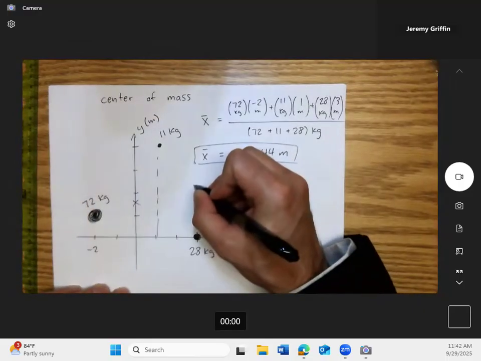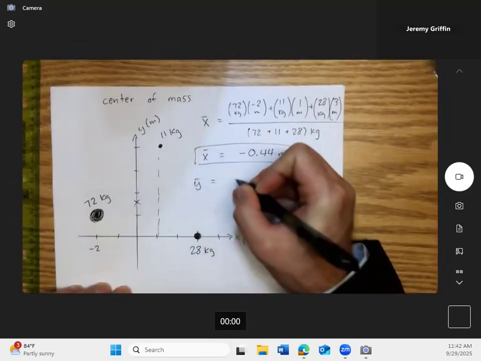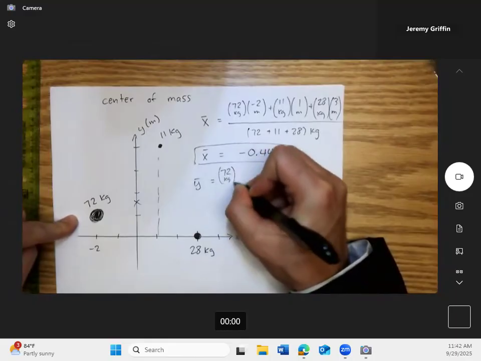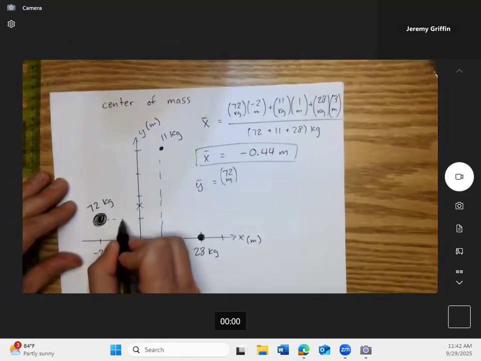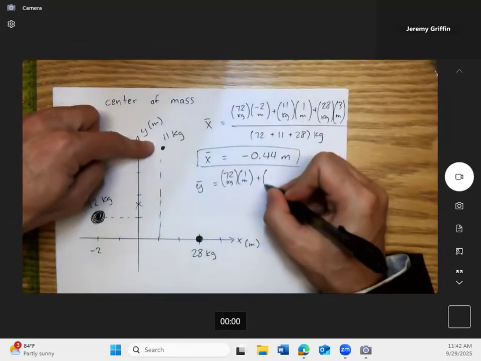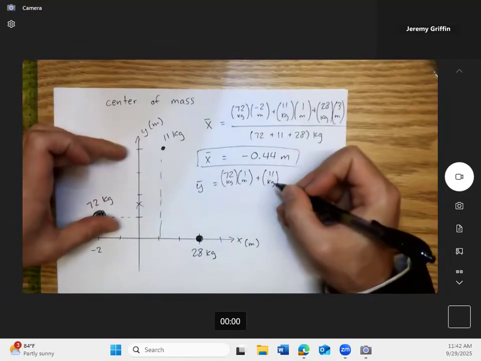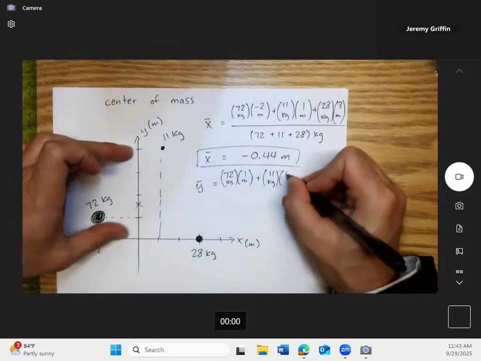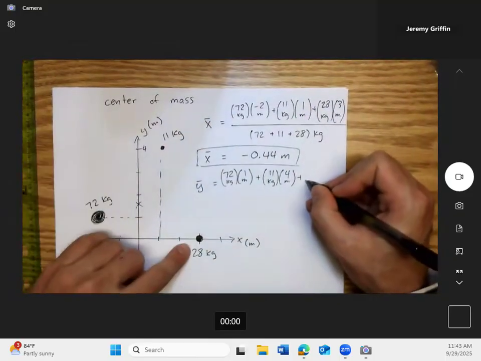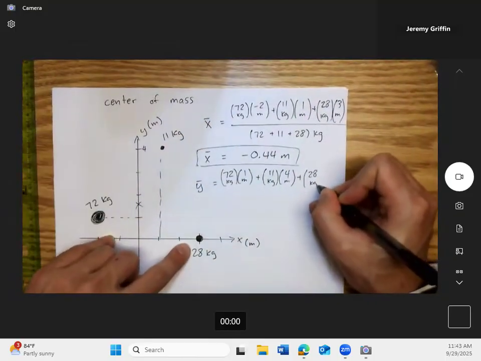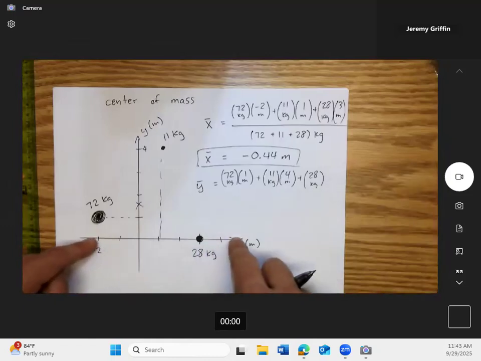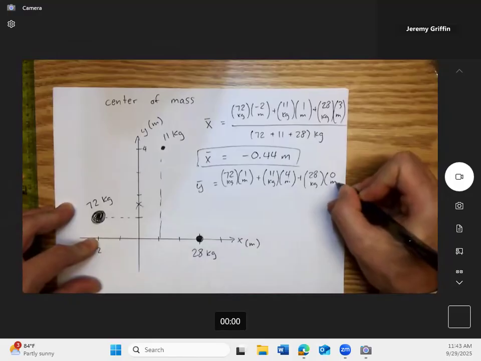We did a similar process for y bar. So take the 72 kilograms times, now in the y direction, this is about 1 meter up, plus 11 kilograms at, isn't this 4 meters up? Stick 4 up here. Plus, and then I have 28 kilograms. Now this one's sitting on the x-axis. So guys, what is its y value? 0 meters up.